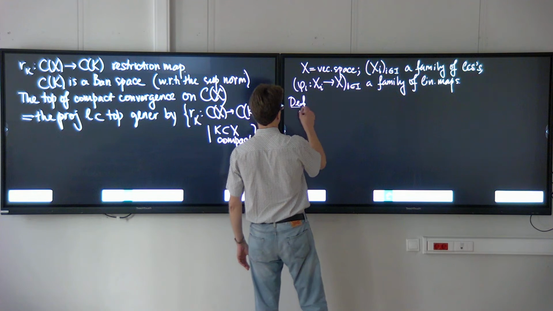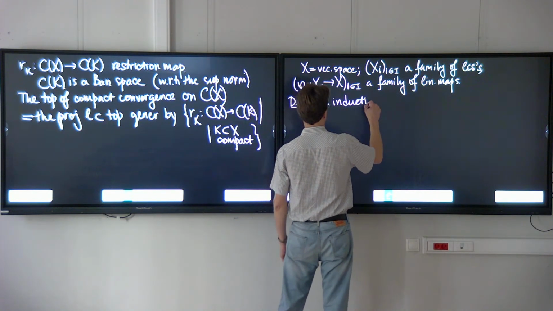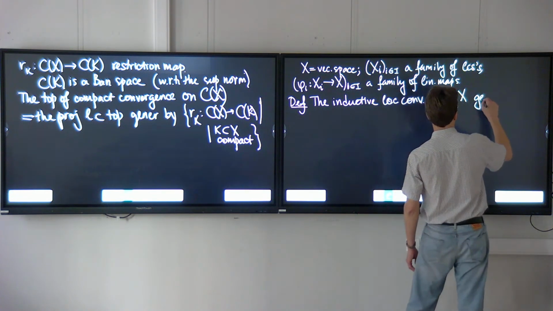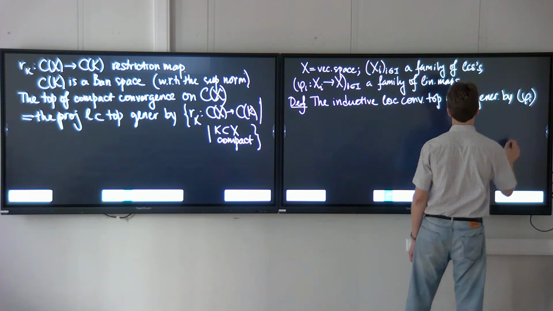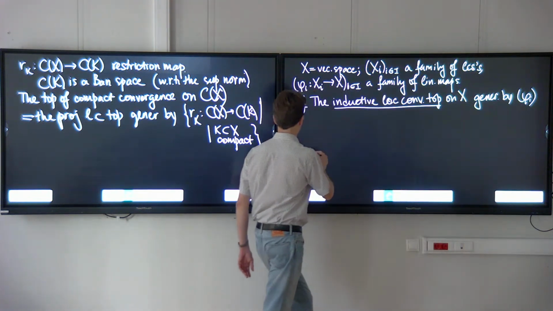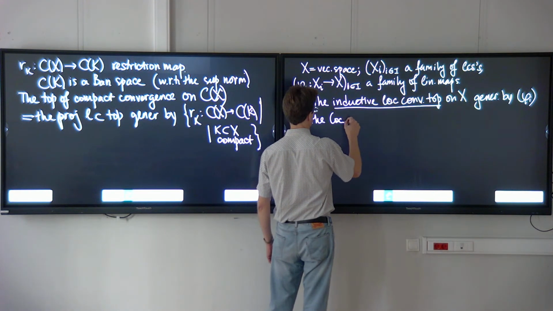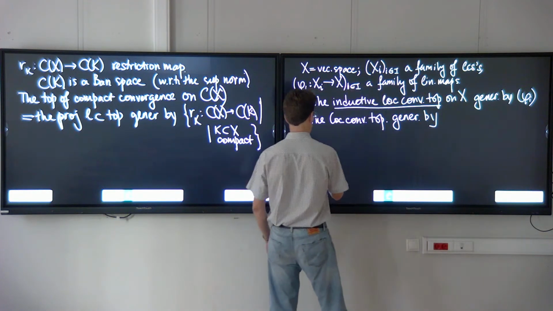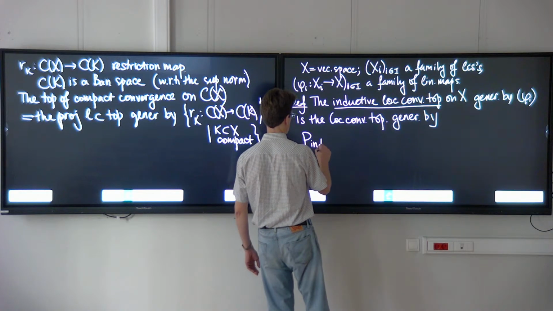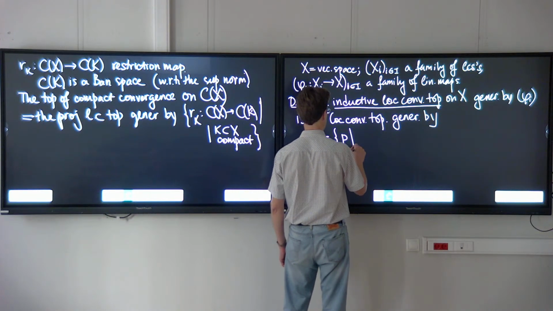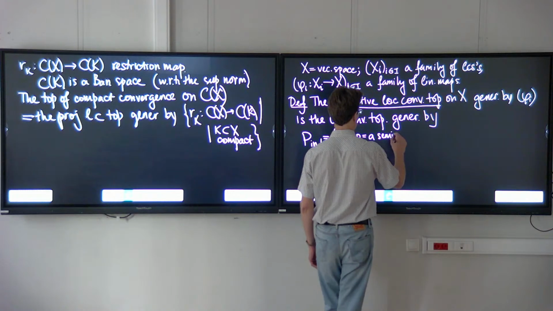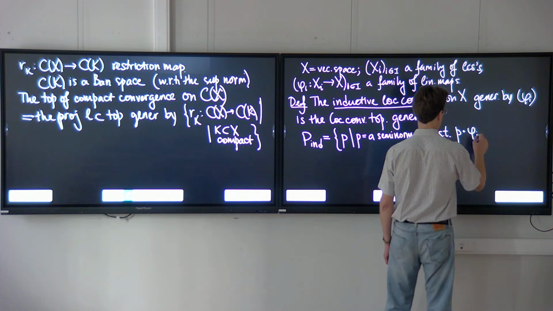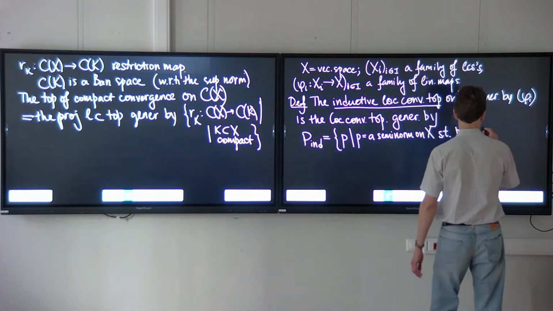By definition, the inductive locally convex topology on X generated by the family phi_i is the locally convex topology generated by the following family of seminorms. That's denoted by P_ind, and it consists of those seminorms P on X such that P composed with phi_i, which is a seminorm on X_i, is continuous for every i.